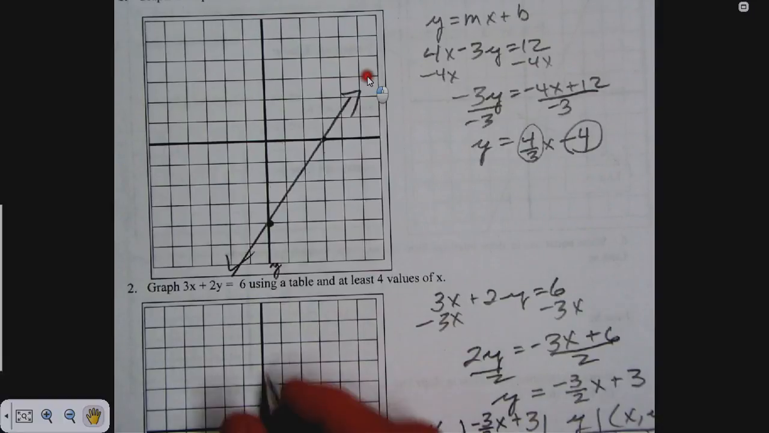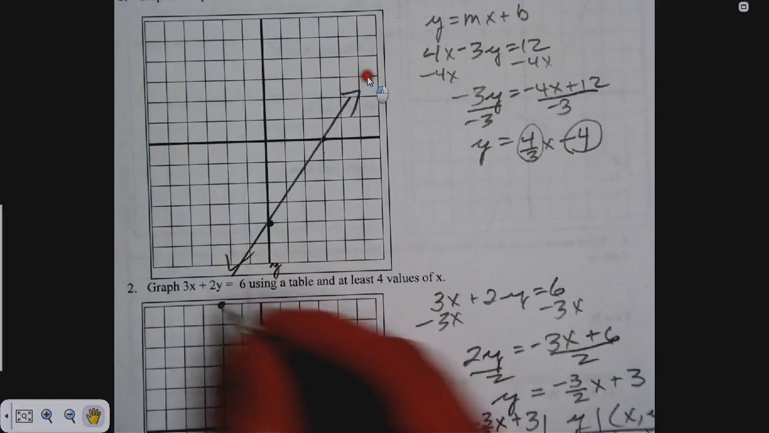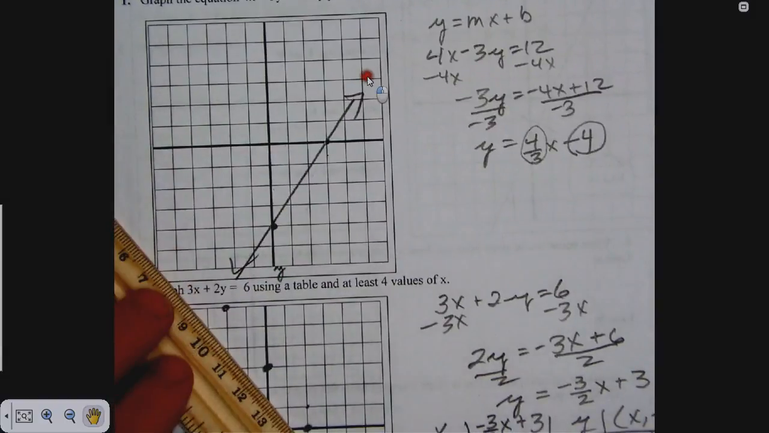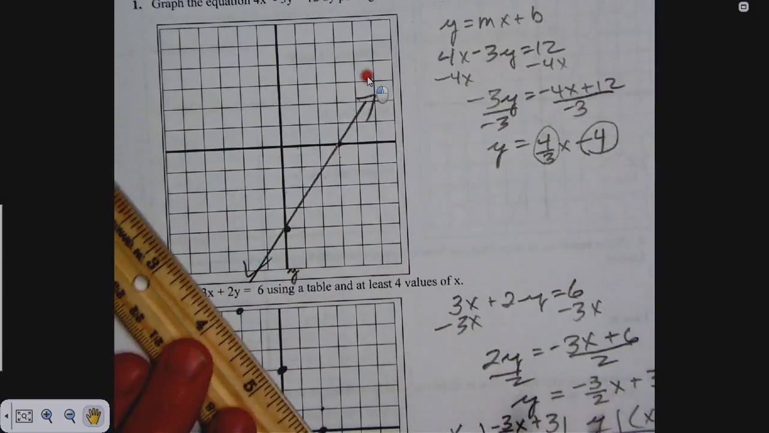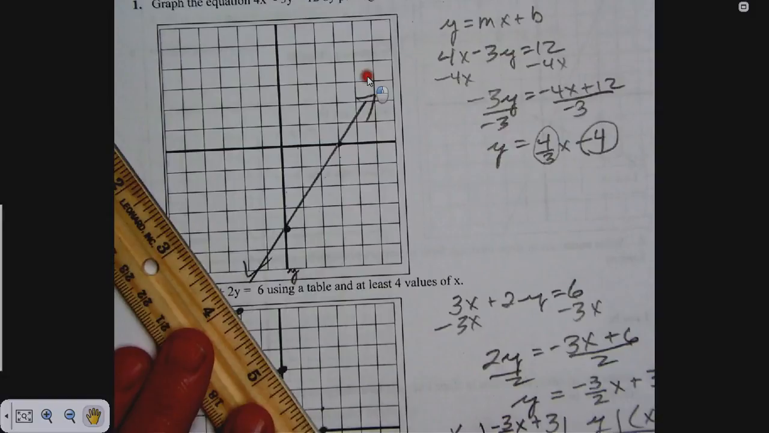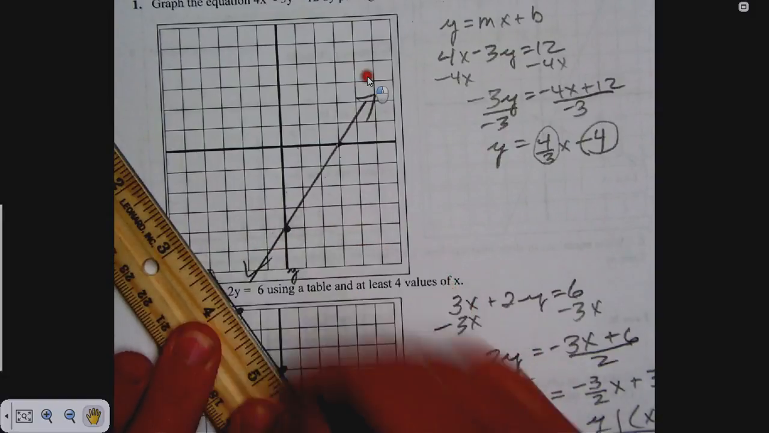So I go 0, 3. 2, 0. 4, then down 1, 2, 3, negative 3. And negative 2, up 1, 2, 3, 4, 5, 6. Put a line through those. And there we have that.